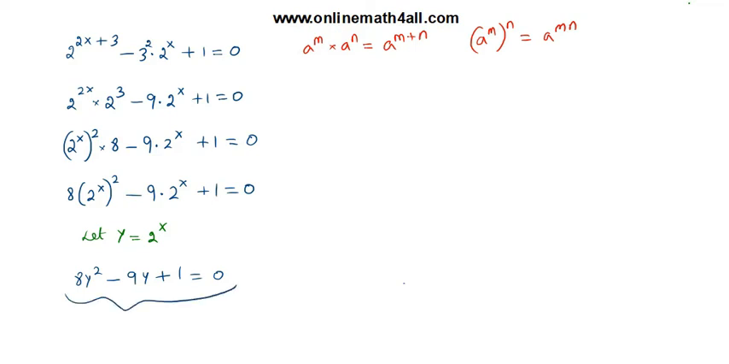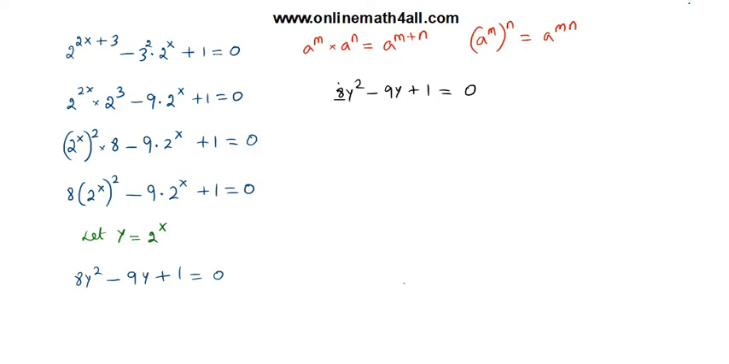Clearly it is a quadratic equation, so we can solve this quadratic equation by factoring. Okay, so 8y² − 9y + 1 = 0. When we solve any quadratic equation by factoring, first we have to look at the coefficient of the square term. Here the square term is y², and the coefficient of y² is 8.